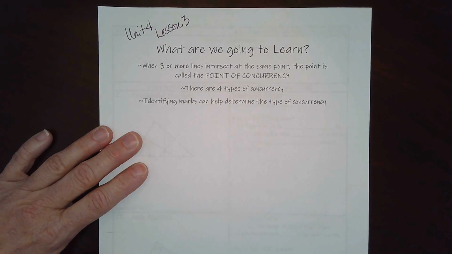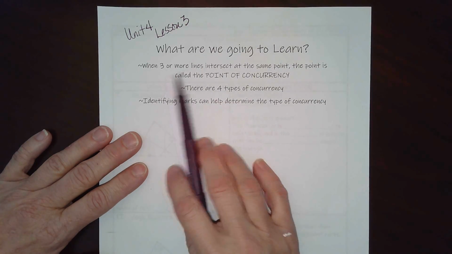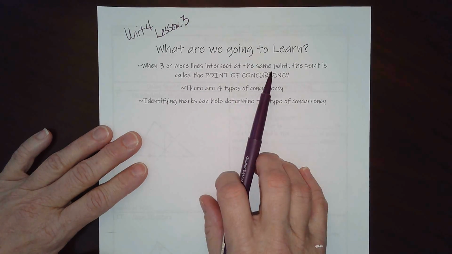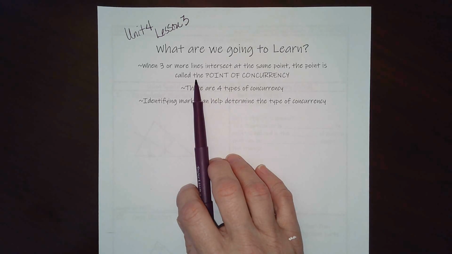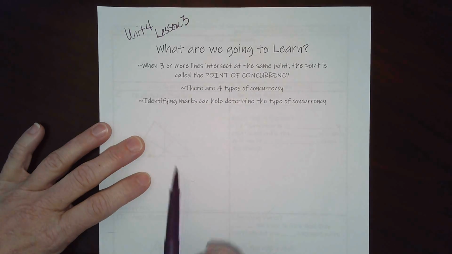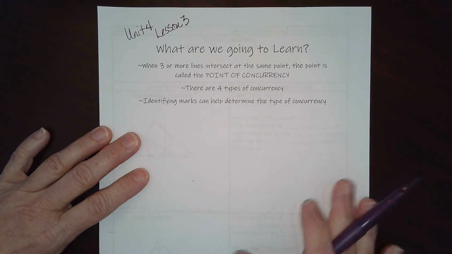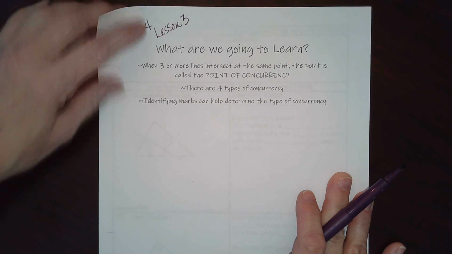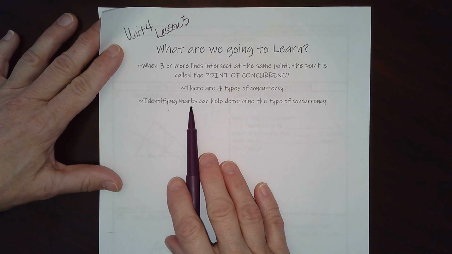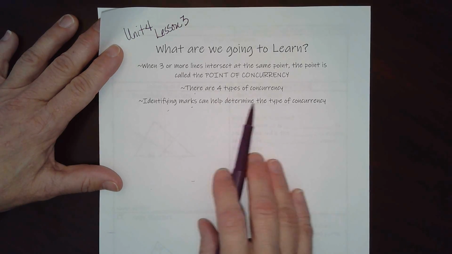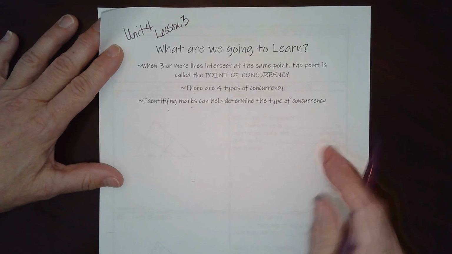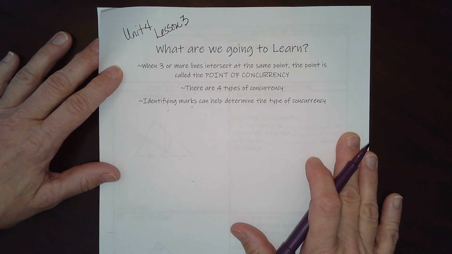Unit 4, Lesson 3. What are we going to learn? When three or more lines intersect at the same point, the point is called the point of concurrency. We're going to learn that there are 4 types of concurrency, and that identifying marks can help determine the type of concurrency. All right, so let's just get in it.